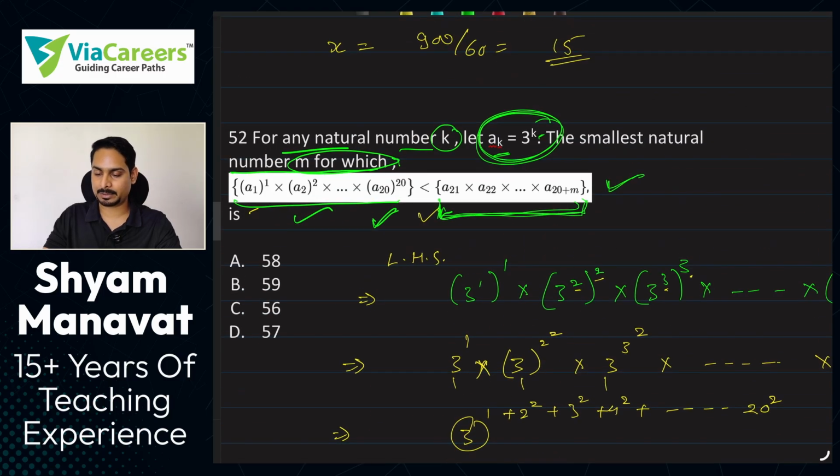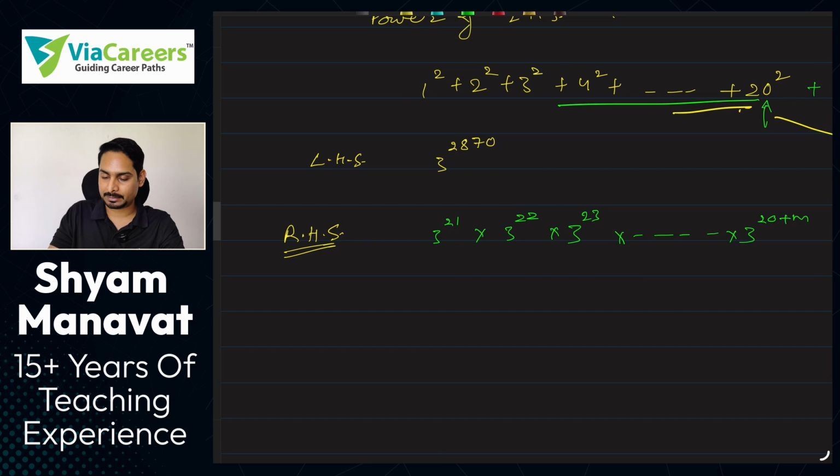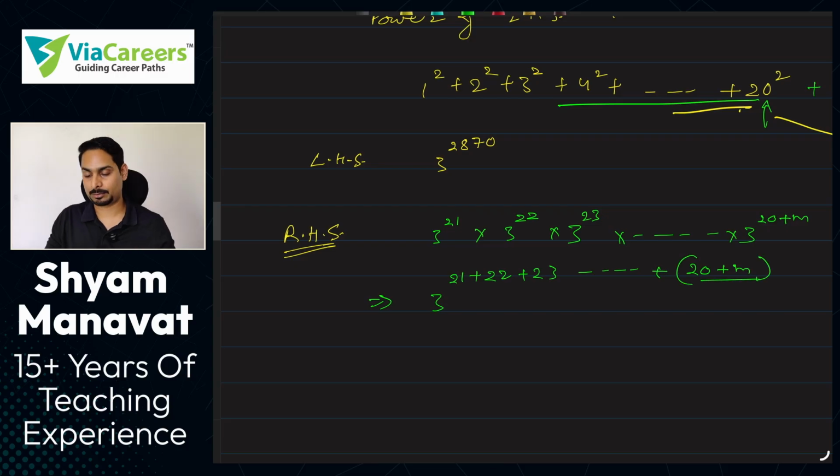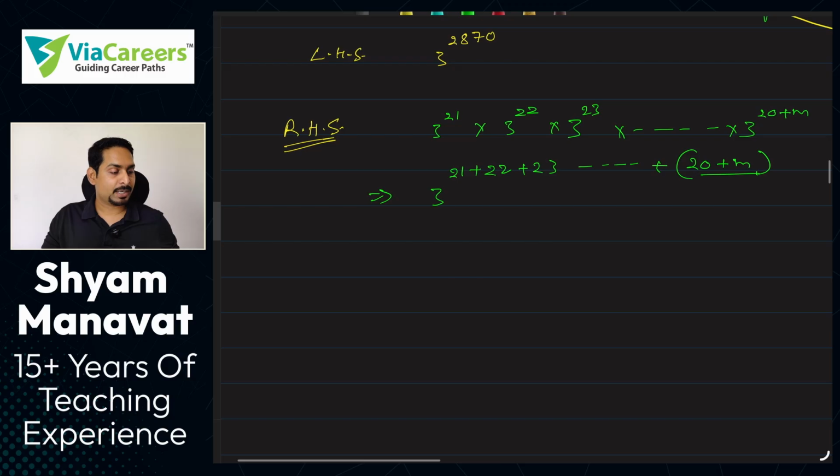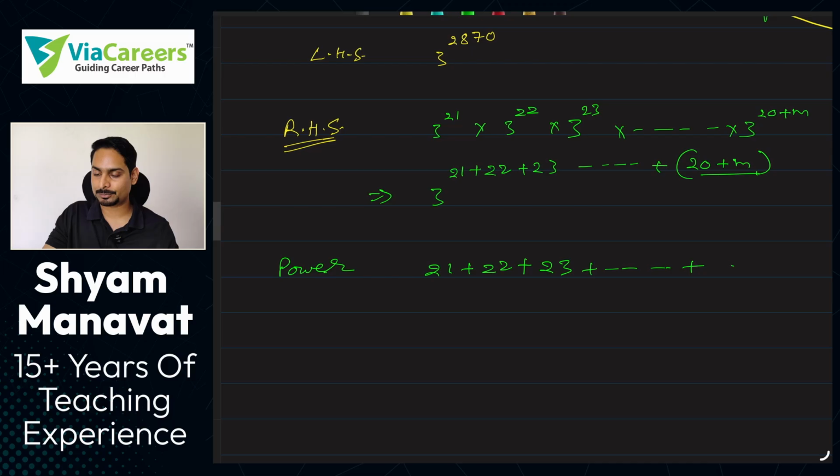So here if you take the property of indices, if the bases are same and they are in multiplication, power should be added. So here power is what? 21 plus 22 plus 23 and it's going till 20 plus M. ये 20 को अलग मत समझना. This is the last term you're getting to. Now if you only look at the power, the powers are 21, 22, 23. Now see, in exam आपको ये वापस से लिखने की जरूरत नहीं है. It's going up to 20 plus M. That's the last term.